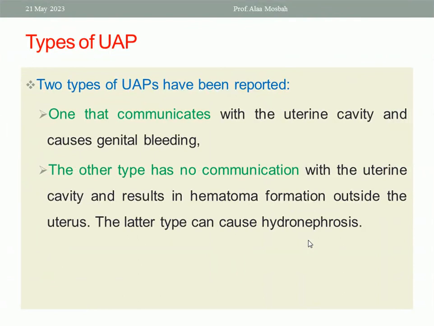What are the types? As I mentioned before, this uterine artery pseudoaneurysm may communicate with the uterine cavity, causing abnormal or severe or horrible uterine bleeding, or may be non-communicating with the uterine cavity, resulting in hematoma formation outside the uterus, which may also cause hydronephrosis, and the patient may be shocked, and surgery should be done immediately.